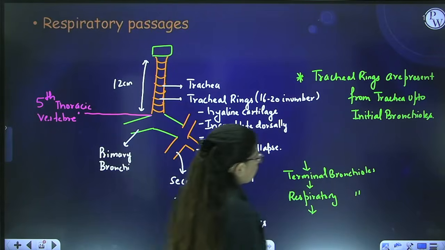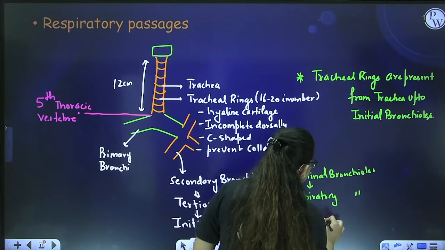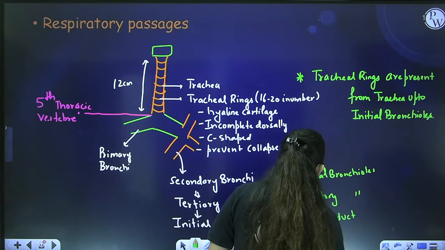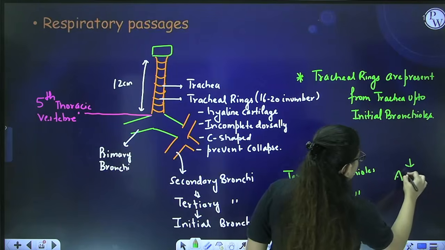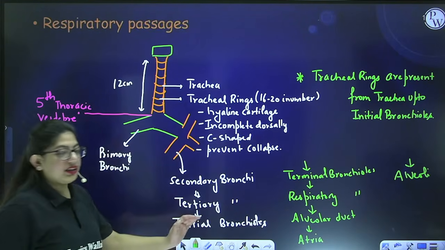After respiratory bronchiole will come the alveolar duct. After the alveolar duct will be present atria. After atria will be present alveoli or alveolar sacs. Right? So this is the entire route.